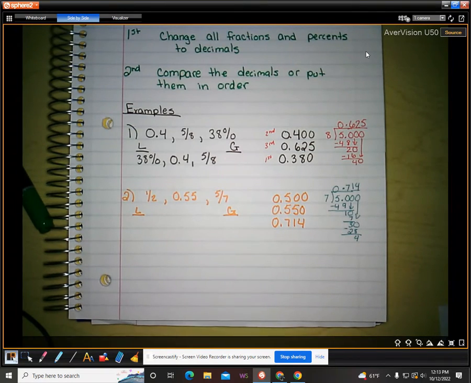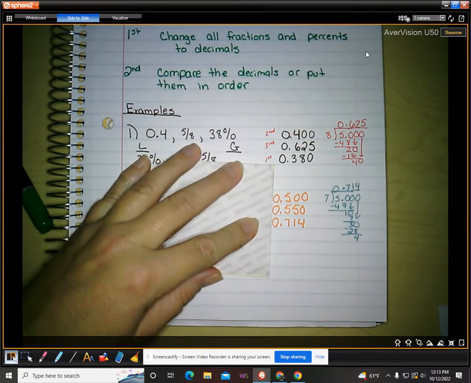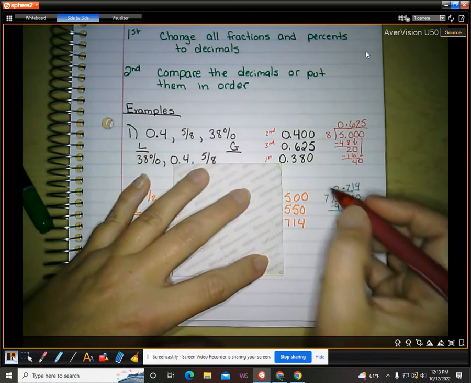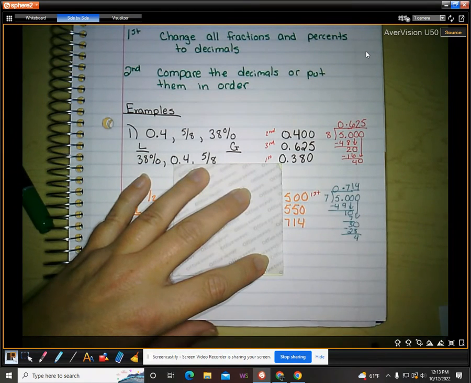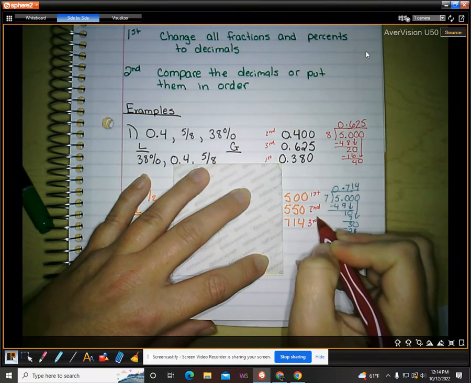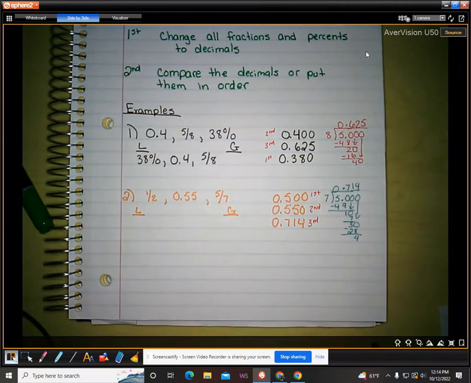So if we look at this the other way I talked about yesterday, zeros don't help us. So I have these 3 numbers. Which is the smallest? I'm going least to greatest. So which one of those numbers, 500, 550, 714, is the smallest? Jordan? Absolutely. What is the next smallest? Mateo? Yes. So actually, these are already in order. Okay, but you wouldn't know that until you get your fractions changed to decimals.